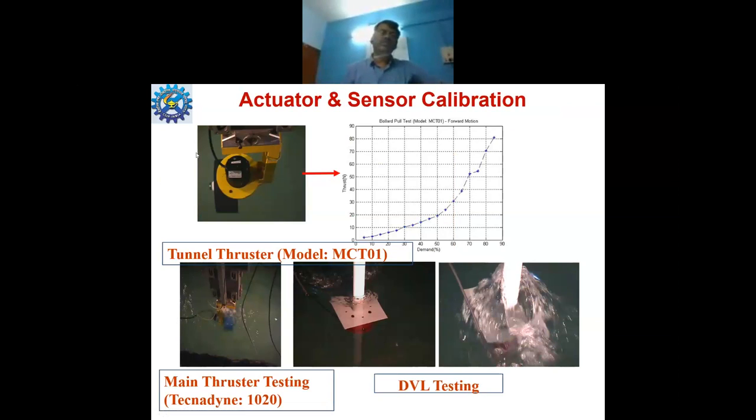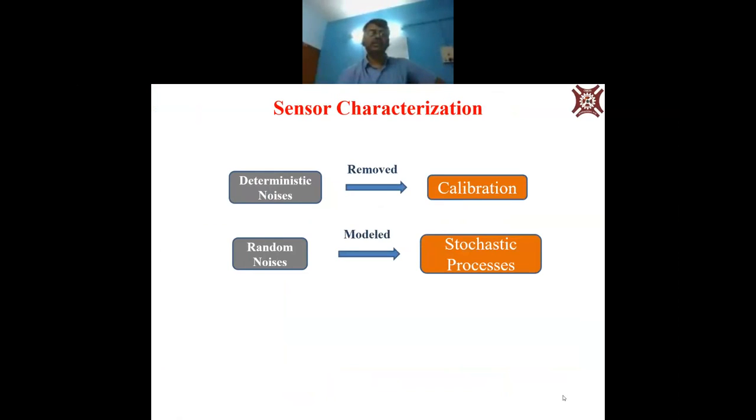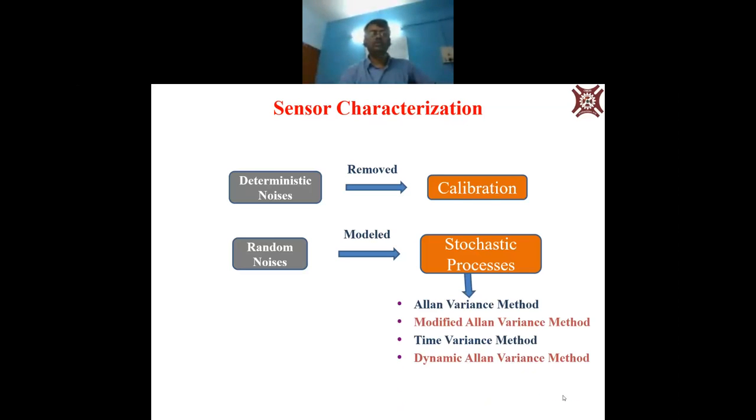We also need to do actuator and sensor calibration if we want to achieve a very robust, accurate and reliable trajectory. So we need to test the individual propellers and sensors to calibrate them properly. Sensors have different kinds of noises, like deterministic noises, which can be removed using calibration, but they are also subject to stochastic noises. For that we need to apply various methods like Allan variance, modified Allan variance or time variance to find the random noise and eliminate it.